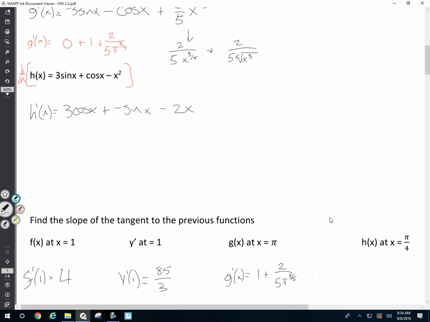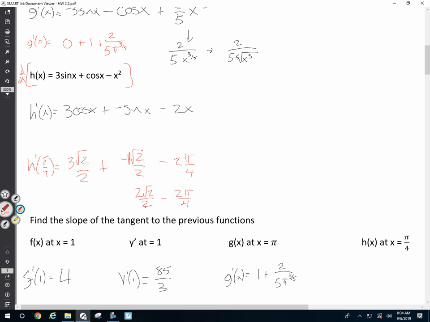All right, now h prime at pi over 4. I got 3 cosine pi over 4. Cosine of pi over 4 is root 2 over 2. Sine of pi over 4 is root 2 over 2, but it would be negative root 2 over 2. Then minus 2 pi over 4. One thing we'd have to do is combine these root 2 over 2's. Now I have 3 root 2 over 2's, and I have negative 1 root 2 over 2. That is 2 root 2 over 2's.